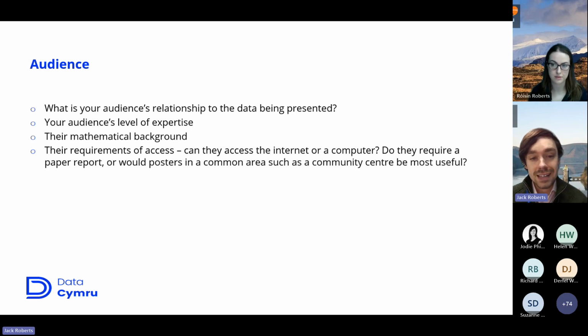Their requirements of access are also very important to consider. For example, can your users access the internet or a computer? Would they need a paper report, or would posters in a common area accessible to them, such as a community centre, be more useful? And we will have a section that will go into more detail on accessibility in the second half, and that'll be led by Rashid.